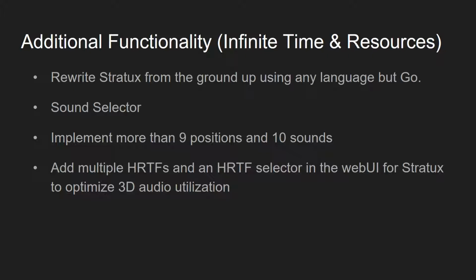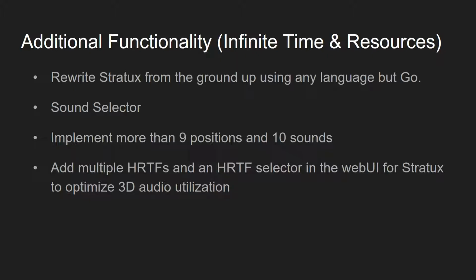Additional functionality, if we had infinite time and resources, would be to rewrite Stratix from the ground up using any language but Go. Go is a very nice language implemented by Google. Sorry, Google. But it's not a practical language because doing multiplication between a float and an int, you would imagine would be easy, but believe me when I say it's not, because you have to cast every single thing to be in the same type. Very annoying. I'd rather use C and then tie the C language to something else, but Go has to go.